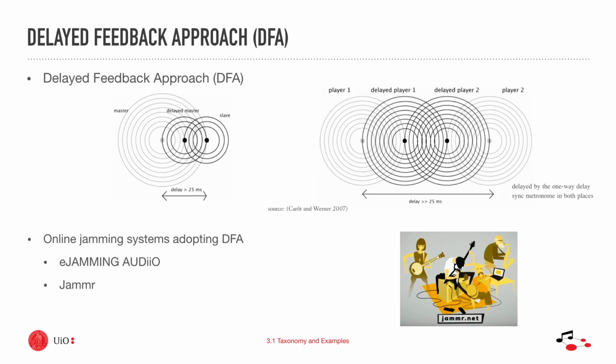The delayed feedback approach is appropriate when the distance, the delay, exceeds 25 milliseconds. This approach tries to make musicians feel like playing within the realistic interaction approach, so with a very little delay, below the 25 milliseconds. In order to do this, we need to delay the player's own signal artificially. So here we need some tool in order to do this.